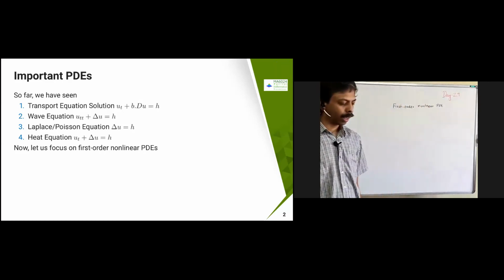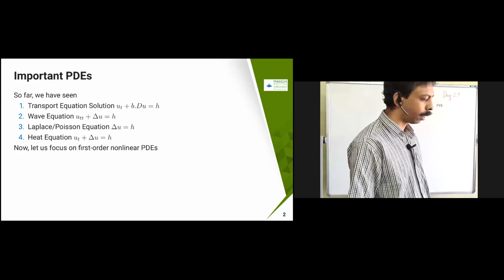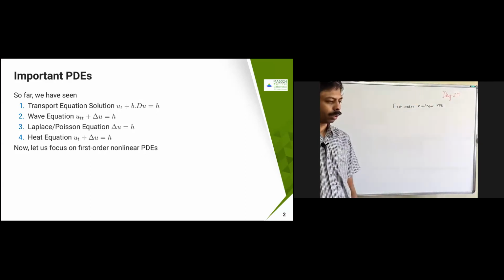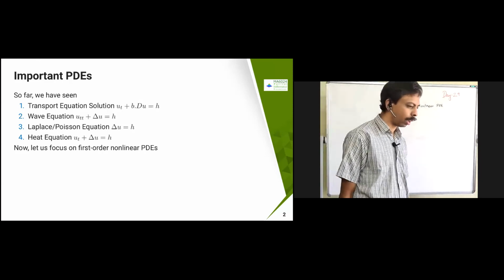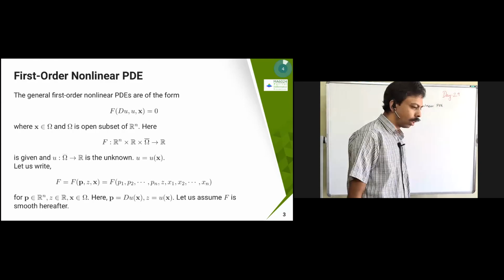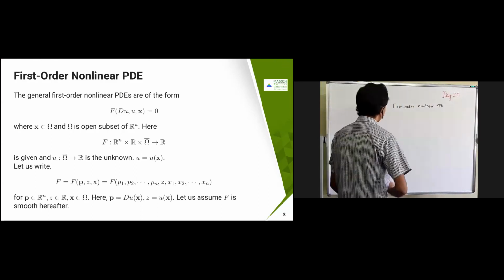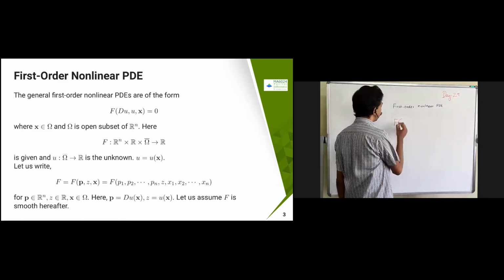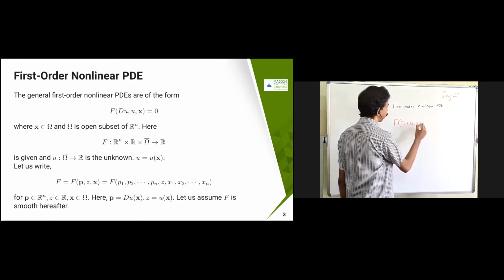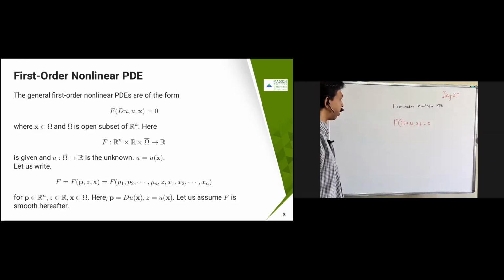So far we have seen the important PDEs like the transport equation, and then the wave equation, Laplace equation, and heat equation. Now we are going to focus on first order nonlinear PDEs. Let's see how to solve that. In general, the first order nonlinear PDE is of this form: F of Du, u, x equal to 0. Any first order nonlinear PDE, I can write in this form.